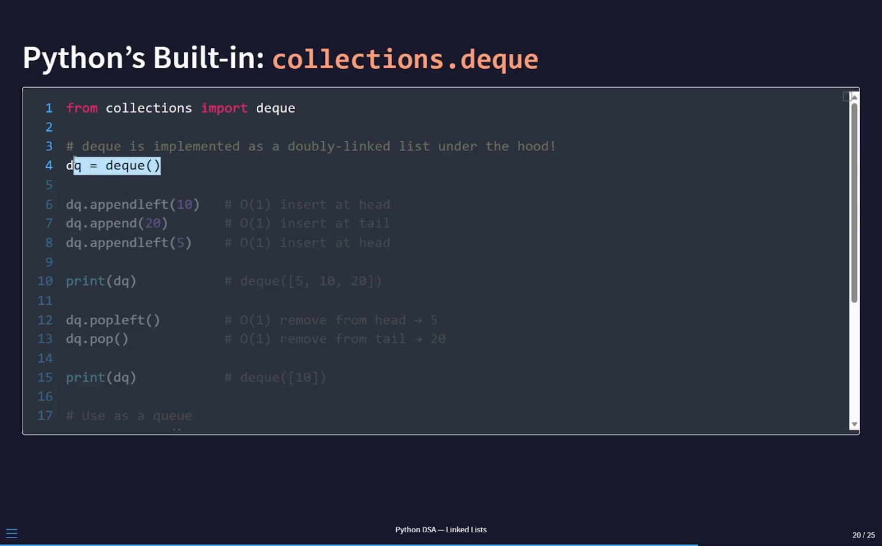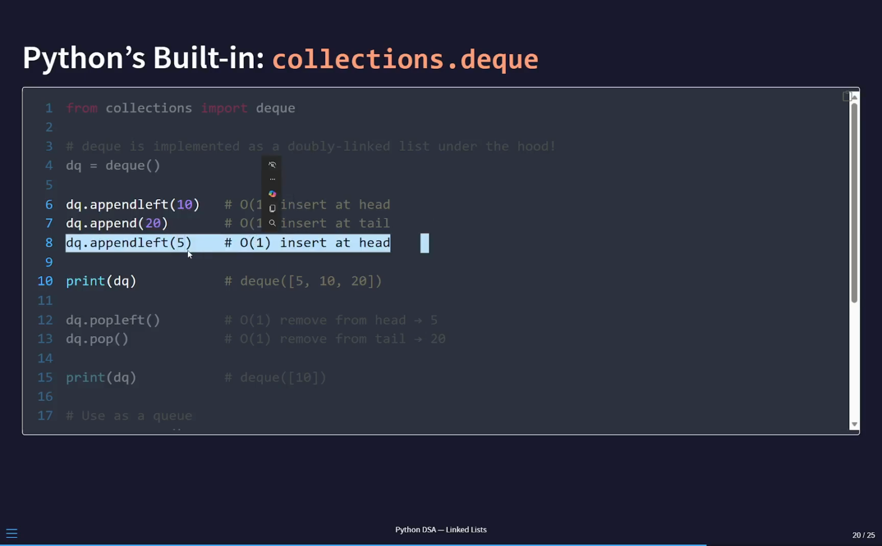You don't need to roll your own for most real-world work. Click Append Left: inserts at the head, O(1). Append: inserts at the tail, O(1). Notice both operations are constant time, thanks to the head and tail pointers.